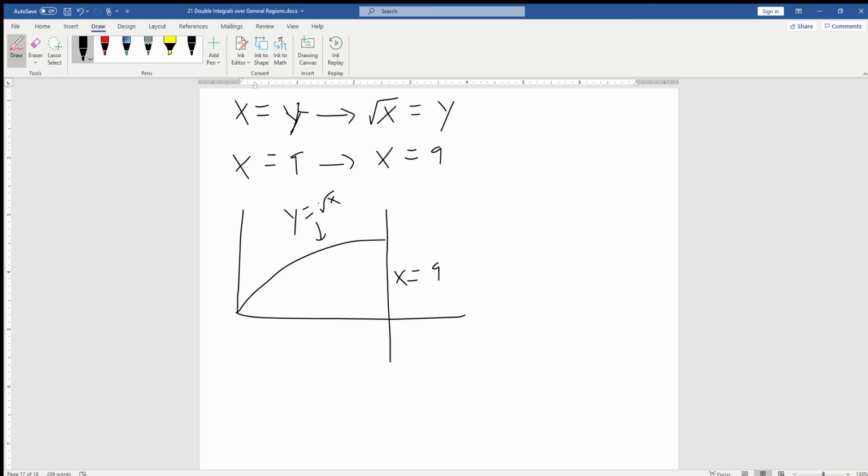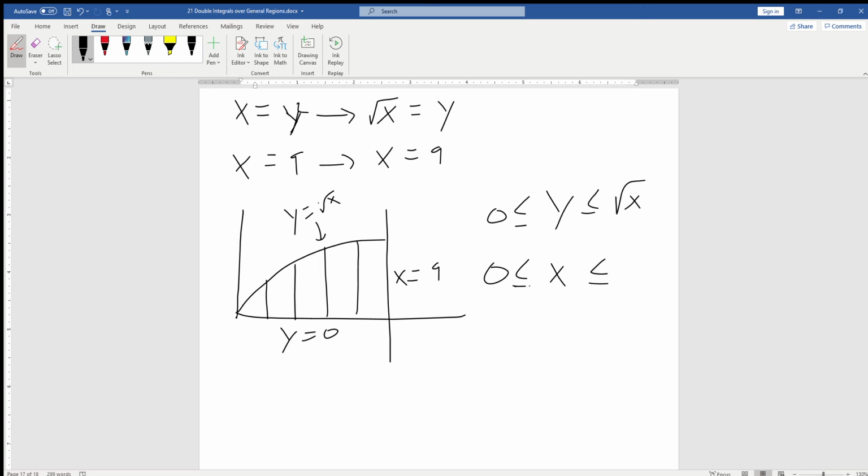And what we'd like to do is just go up and down to make this into a type 1 integral. Hopefully, when you work through the problem, you are able to see that the bounds for y now range from 0 to root x. The lower and upper bounds for x range from 0 on the left-hand side all the way over to 9. So that's our domain D, the general region.